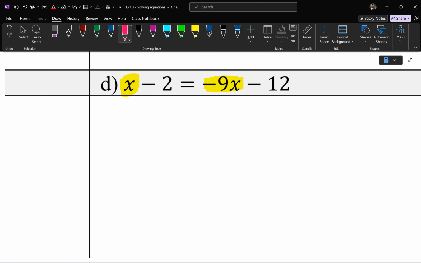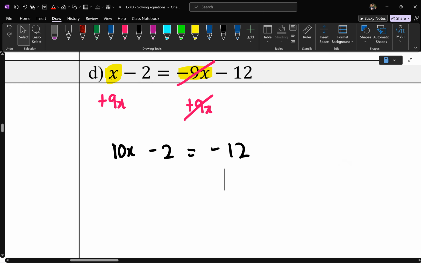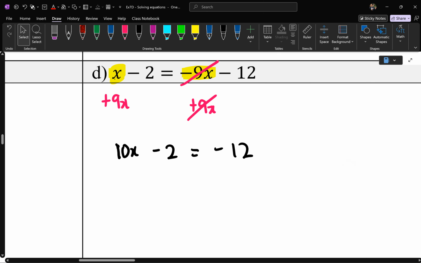So, opposite of minus 9x. Josh, what's the opposite of minus 9x? Plus 9x. Add 9x on the right, add 9x on the left. Negative 9x plus 9x cancels out. And x plus 9x gives you 10x minus 2 equals negative 12. Okay, so far so good. And then, oh, it actually works out nice. I was trying to make it not work out nice, but it actually works out nice. That's too bad. I was actually trying to get you to have a fraction answer.